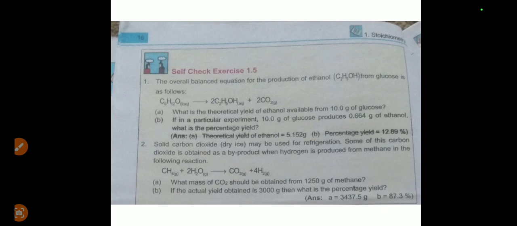Now the self-check exercise 1.5 is the same as the two examples we did regarding theoretical yield, actual yield and percent yield. So you can do it by yourself and then check the answers which are given here in A, B. There are two parts in each question, so you can do it and check whether you have got the topic or not.